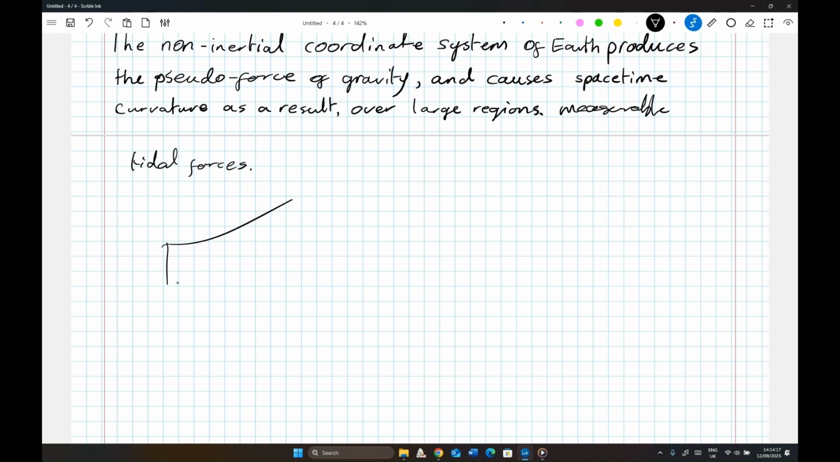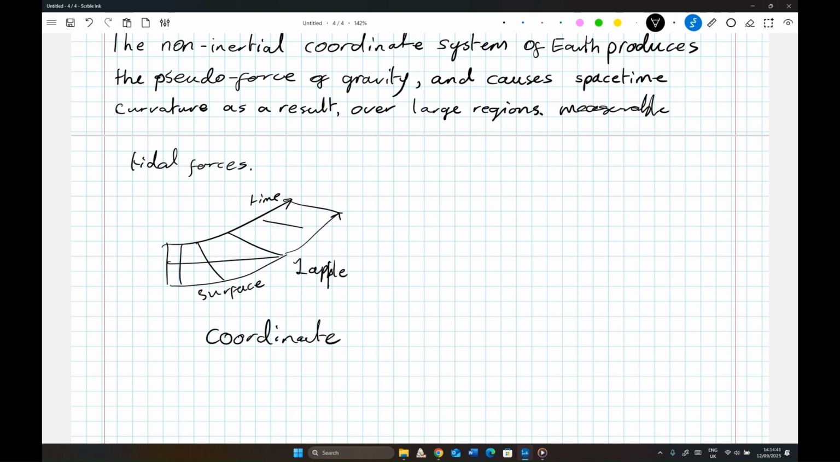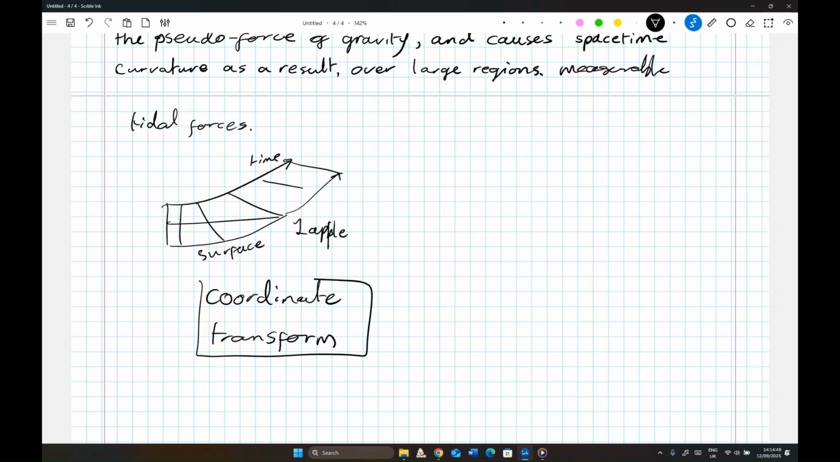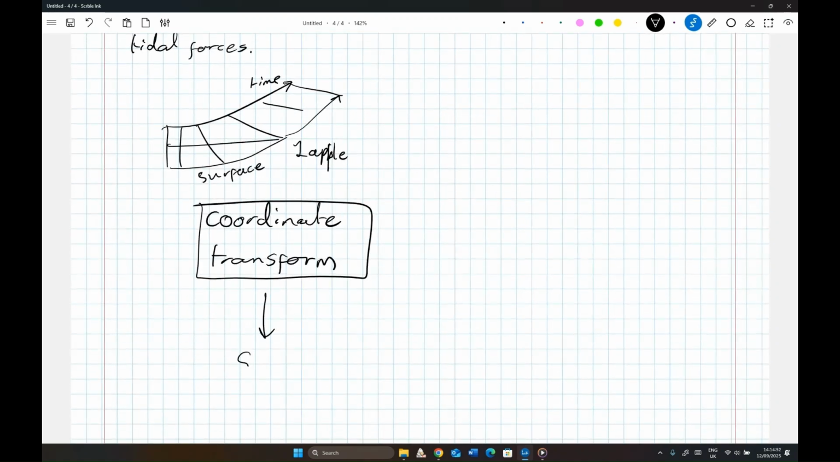So if you see any videos showing you coordinate transforms like this, where there's one apple, and here's the surface of the Earth moving up, and here's time, like this. This is a coordinate transform into a non-inertial frame. And this is gravity. This is completely valid to be gravity. You're still demonstrating gravity, but this is not spacetime curvature. And this is a massive confusion.